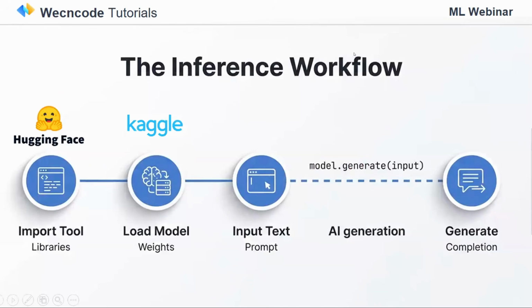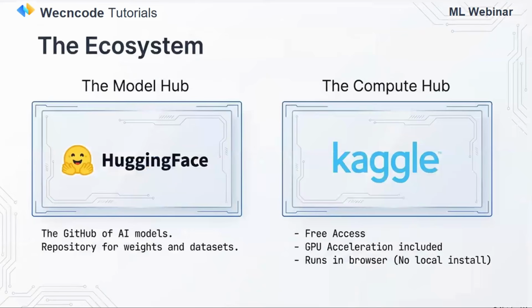So we can see the inference workflow. We are going to be importing tools from Hugging Face. We will see all this very soon. We are going to load our model, give it an input text, and see how AI generation works just off the bat. So we are going to be using Kaggle to load our models, import our tools from Hugging Face, and build our AI model.